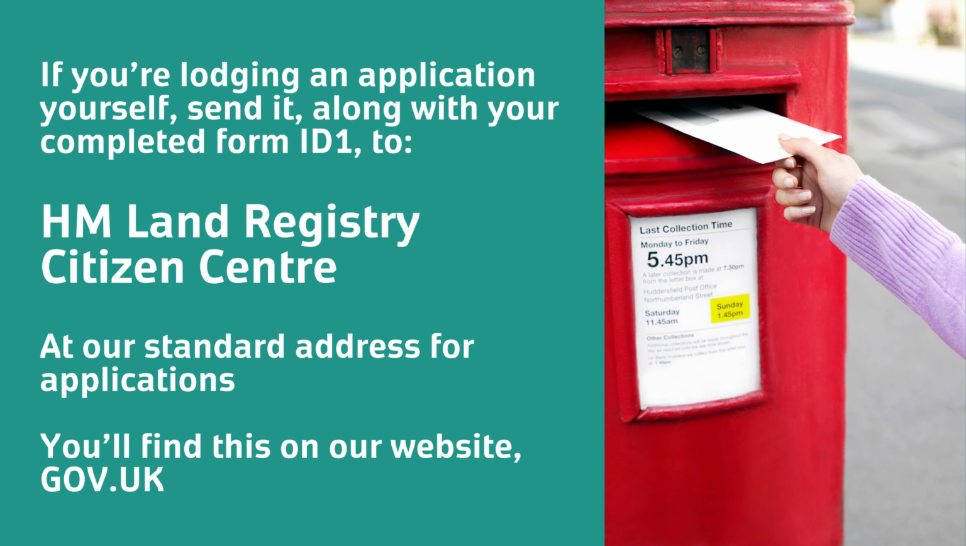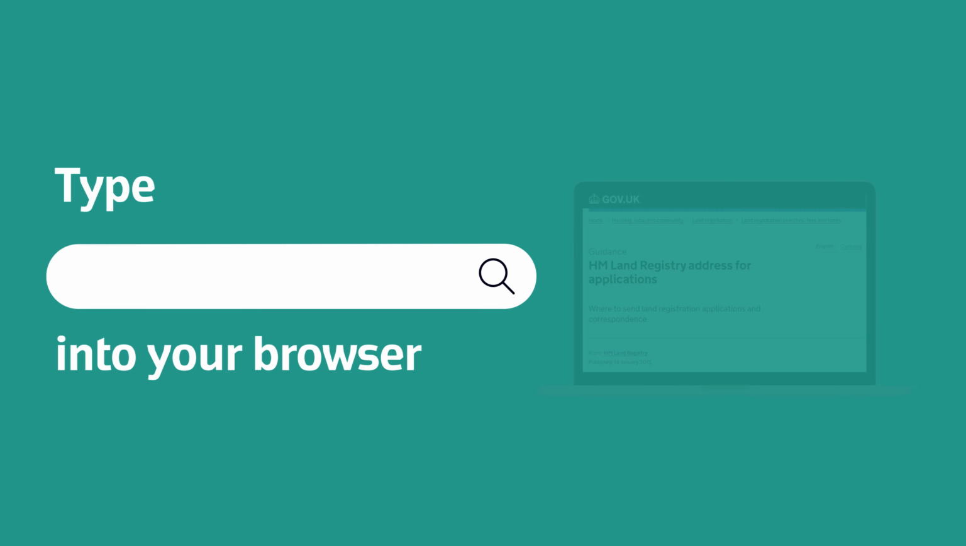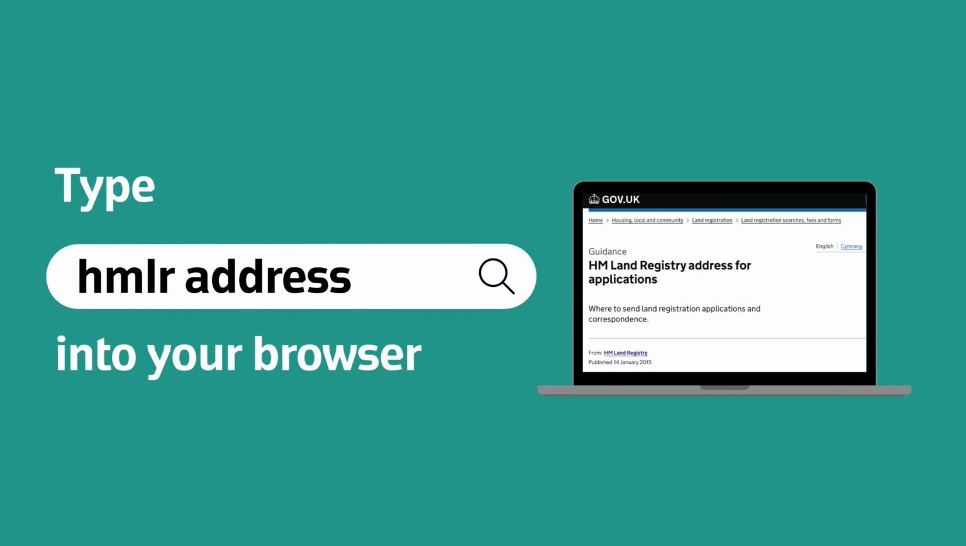If you're lodging an application with us yourself, send your completed form along with your application to Land Registry, Citizen Centre, at our standard address for applications, which you'll find on our website, gov.uk. Simply type HMLR address into your browser.